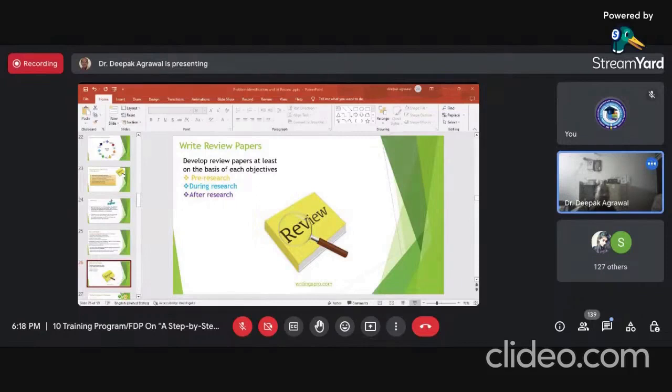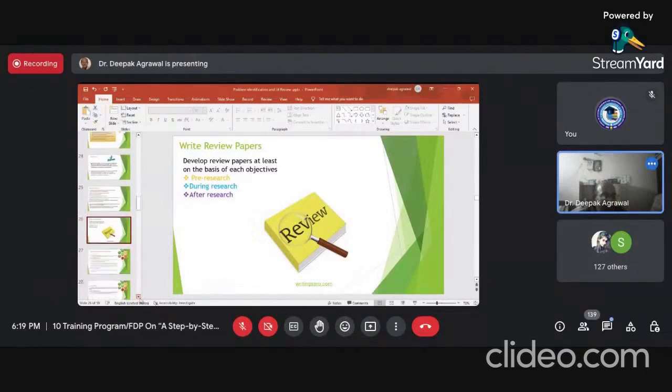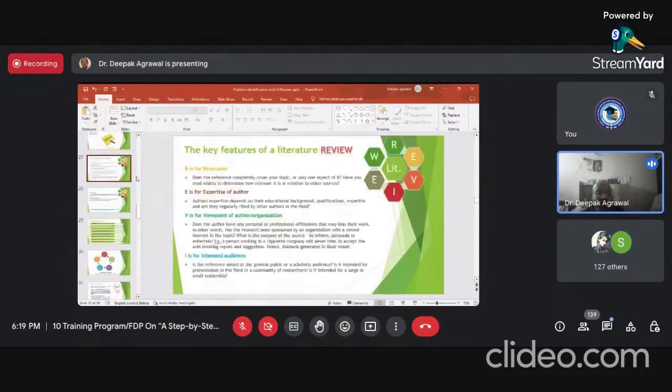Writing the review papers, there should be at least three broad objectives: pre-research objectives, during-research objectives, and after-research objectives. So we should review on the basis of these three elementary objectives. I will be discussing this later. So this is how we define review, literature review.